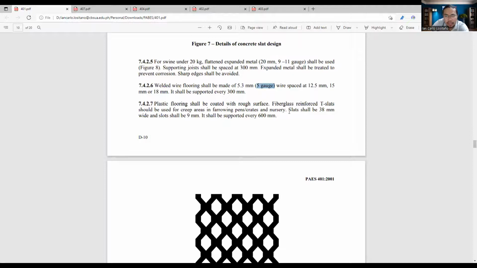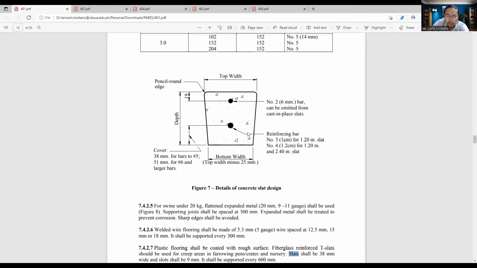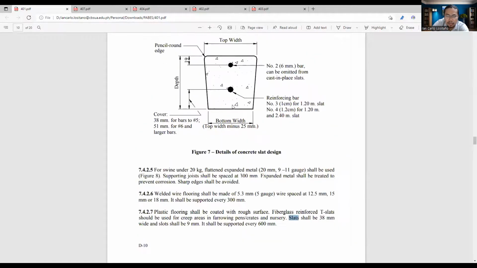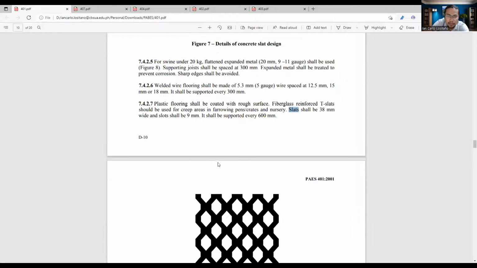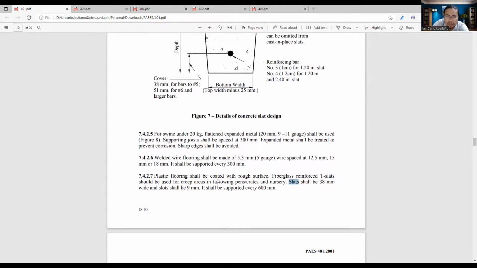The slat is referring to the protruding portions, and figure 7 details this, in particular the rebars or the reinforcing bars within this slat. The slot with an O refers to the spaces.